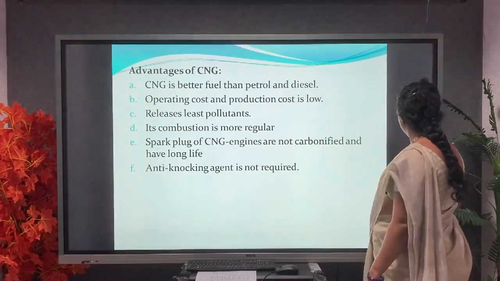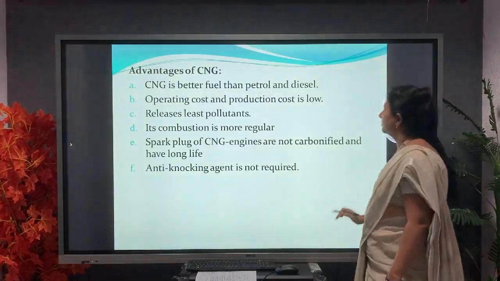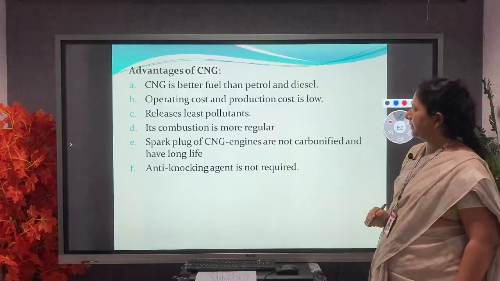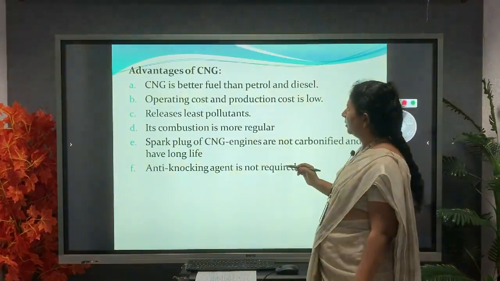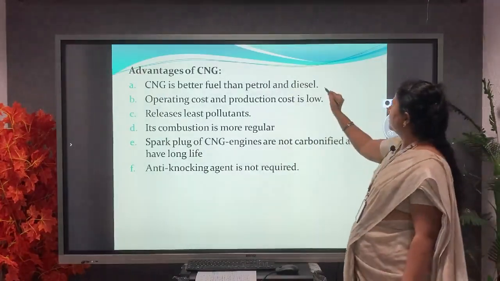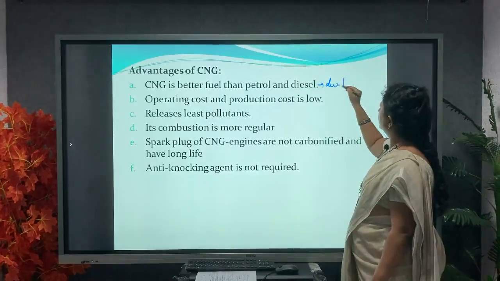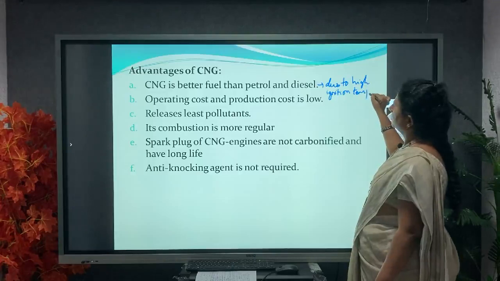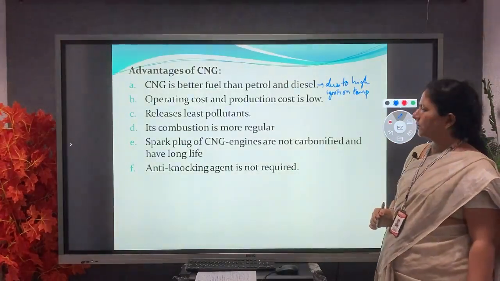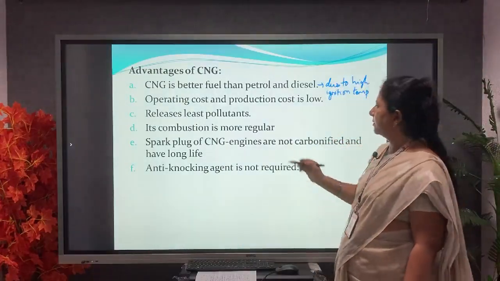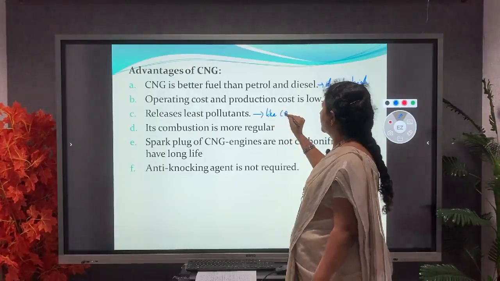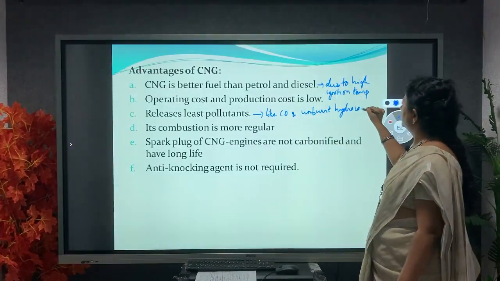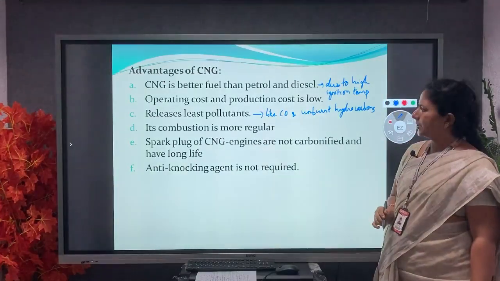Advantages of compressed natural gas. CNG is a better fuel than petrol and diesel. Why it is a better fuel than petrol and diesel means due to high ignition temperature. Operating cost and production cost is low. CNG releases least pollutants like CO and unburnt hydrocarbons. Its combustion is more regular.